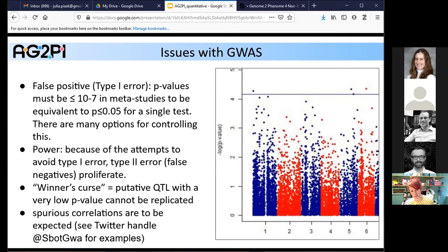But when you do that, it really kills your power, and it makes the ability to detect markers very difficult. And often there's the issue of what's called the winner's curse, where a very strong QTL is detected with an extremely low p-value, and yet it cannot be replicated again for lots of reasons, including poor control of population structure. And just like in linkage-based QTL analysis, spurious correlations happen all the time. There's a Twitter handle, @SBOTGWA, that does a ridiculous GWAS every day. I've seen them try to relate whether you broke your arm riding your bike as a kid with some markers. So just be wary.